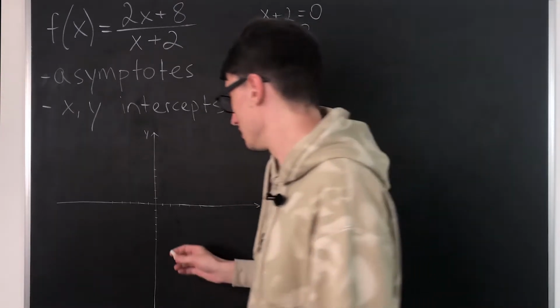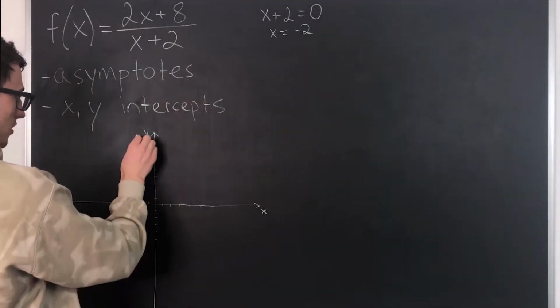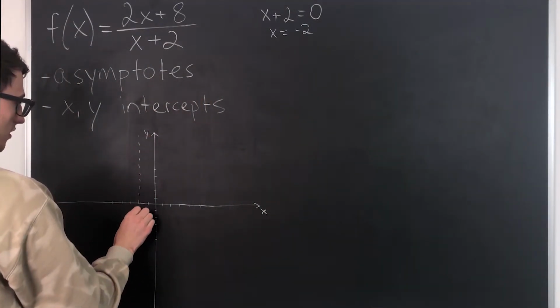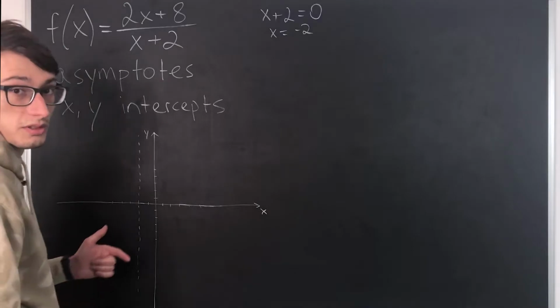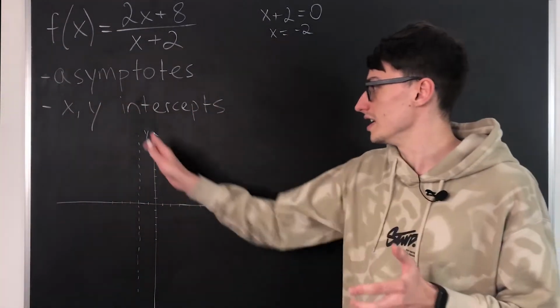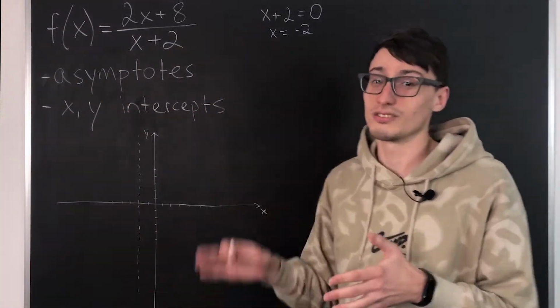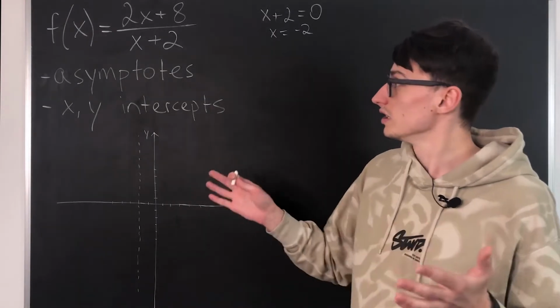So that means over here on the graph, we can draw a dotted line for x equals -2. And we know that the function can never touch this line. It can get really close to it, but never really touch it. So that's the first part.